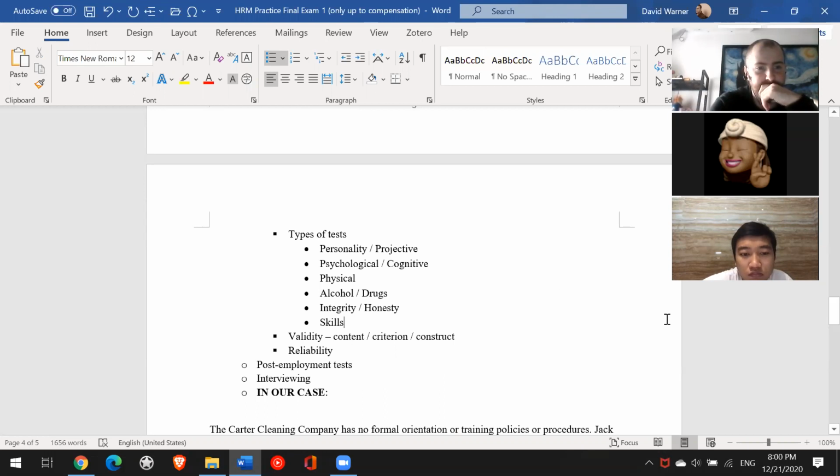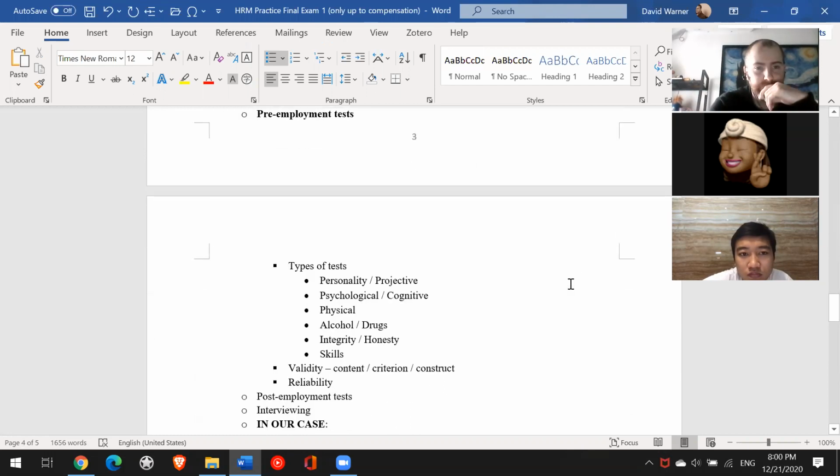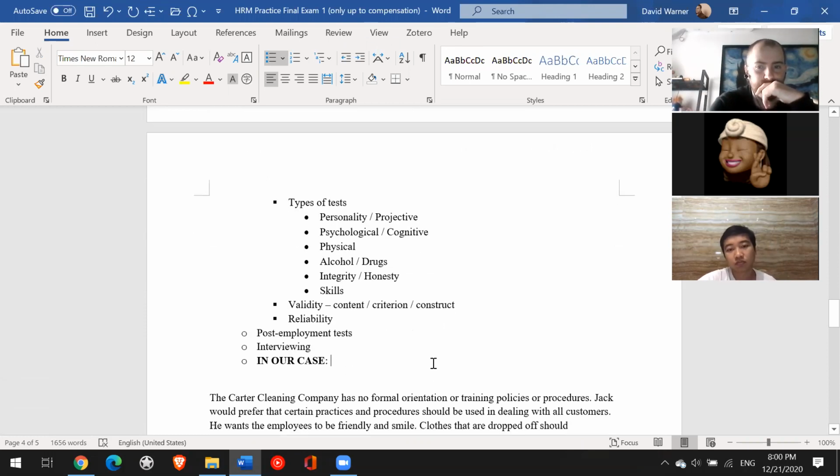Think about this job. This job is washing and drying clothes. Are people going to be comfortable taking personality tests? Like taking a 45-minute personality test to wash and dry clothes? I don't know. I just think it might be an issue. So I agree with the integrity, honesty testing, and you're saying plus personality testing.